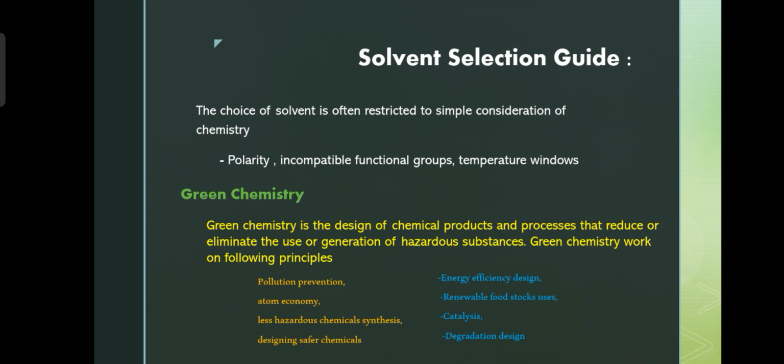And there's green chemistry. Green chemistry is the design of chemical products and processes that reduce or eliminate the use or generation of hazardous substances. Green chemistry works as follows: pollution prevention, atom economy, less hazardous chemical synthesis, designing safer chemicals, energy efficiency design, renewable feedstocks, use of catalysis, degradation design. This is your green chemistry part, and I have simply pasted it here.